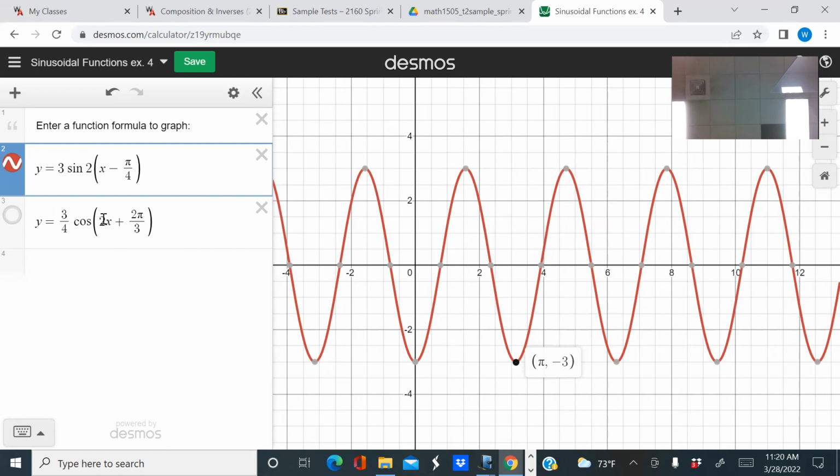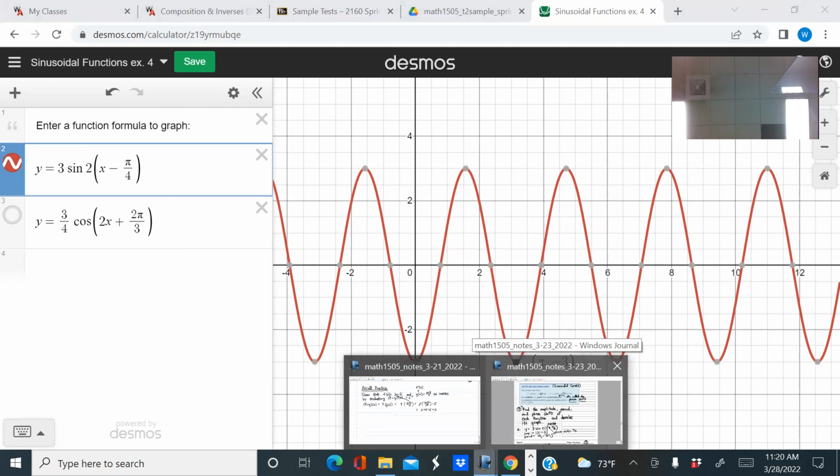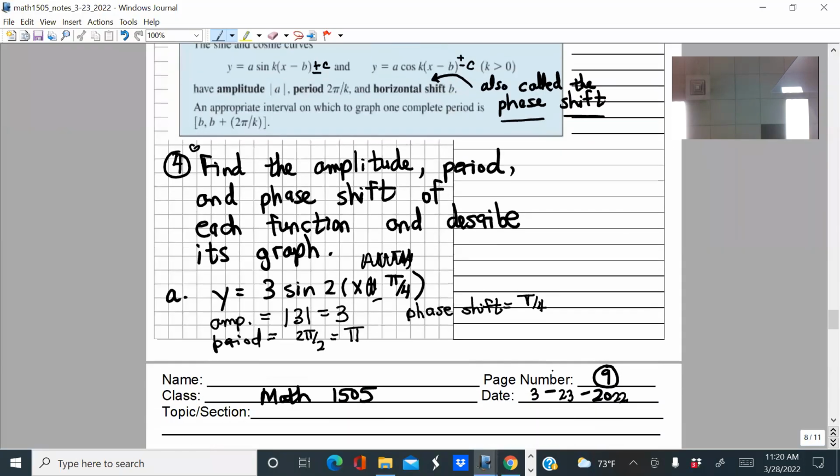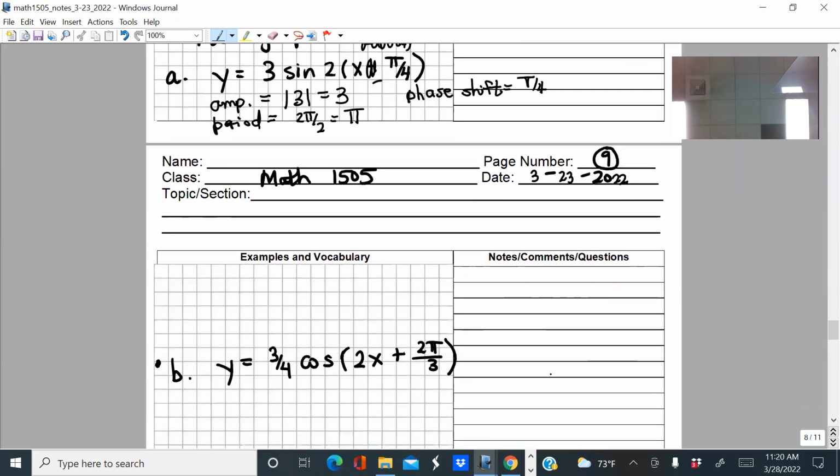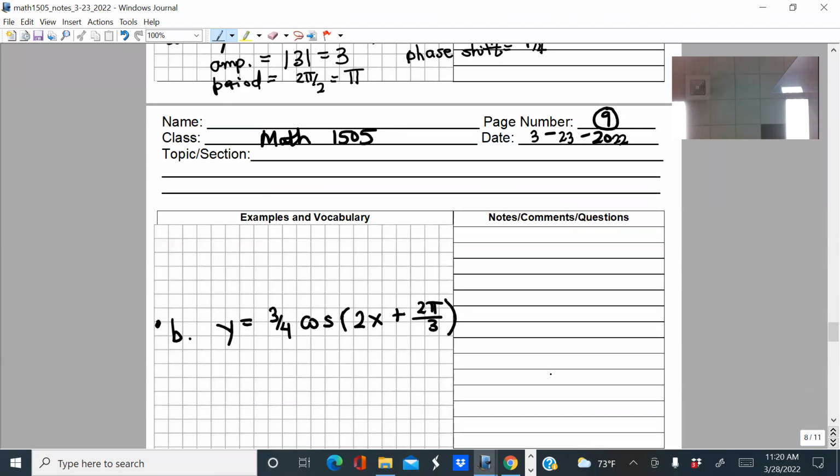What about this one now then? Before we make the graph, let's see if we can understand what that one looks like. Here, there's a little bit of a trick though, so you have to be careful on this one. Not with the amplitude. The amplitude's pretty obvious, right? What's the amplitude here? 3/4, right? So instead of going up to 1 and down to -1, this one's only going to go up to 3/4 and down to -3/4. So it's not quite as tall as the regular cosine curve, right?